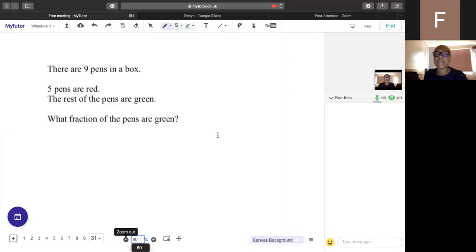If we have 9 pens in the box, 5 are red and the rest are green, we do 9 take away 5, and we get 4. So we know how many pens in the box are green. 4 out of the 9 are green, so our answer would be 4/9. Hopefully that concludes calculating with fractions. I hope it all made sense.